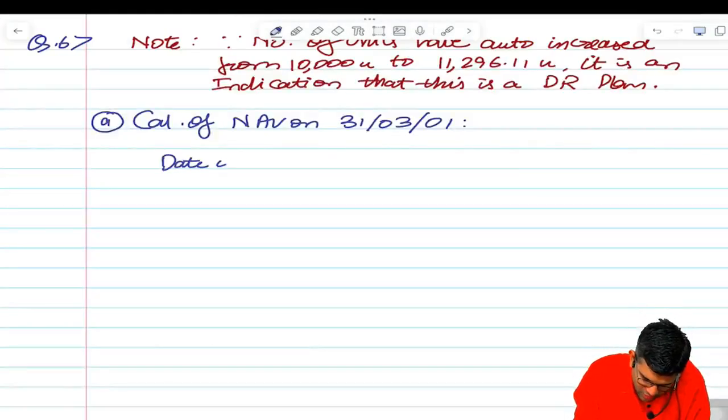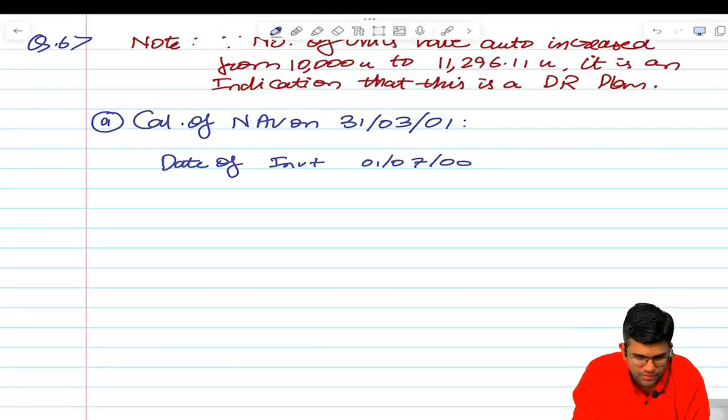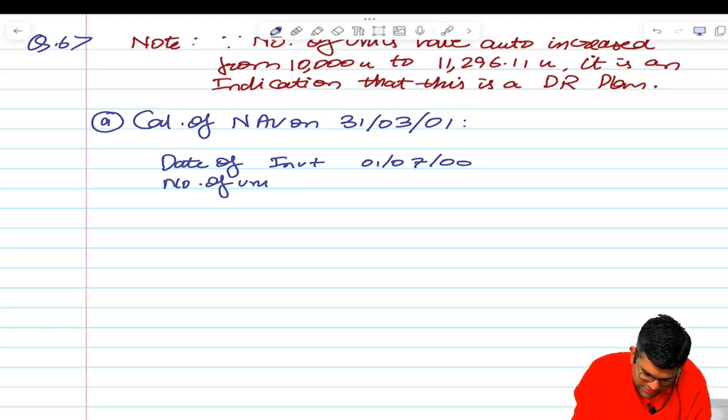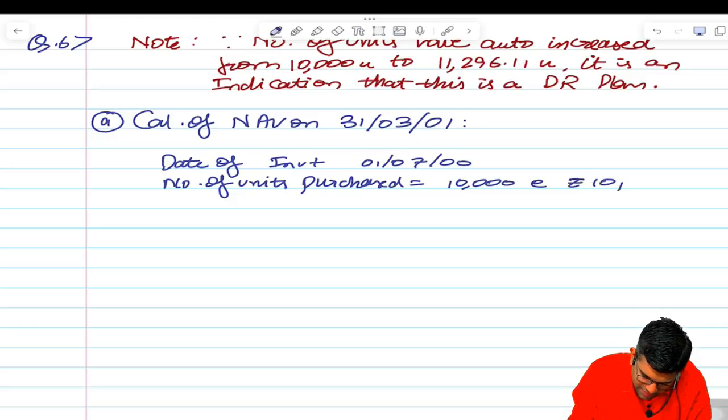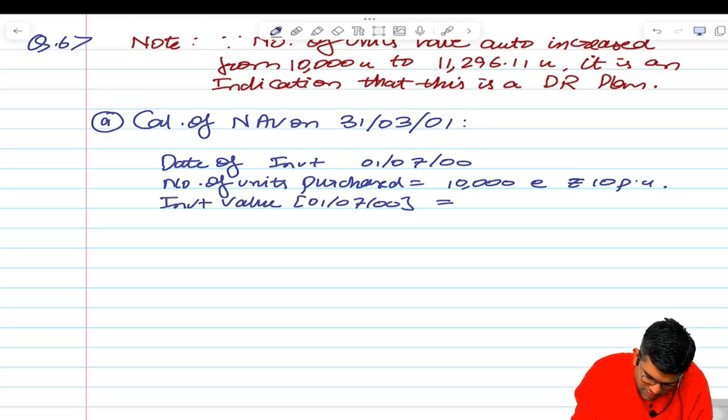Date of investment: 1/7/2000. Number of units purchased: 10,000 at the rate of rupees 10 per unit. Investment value on 1/7/2000 will be rupees 1 lakh. Is the story clear?